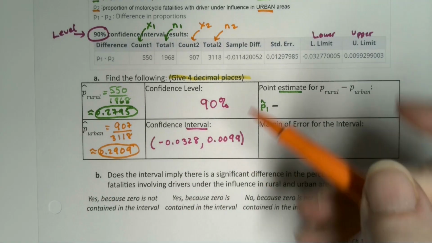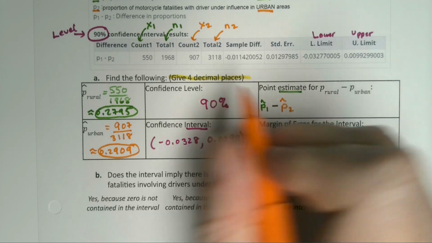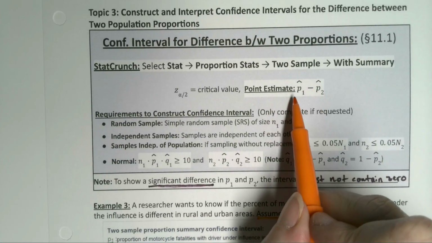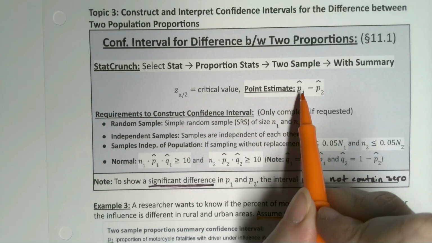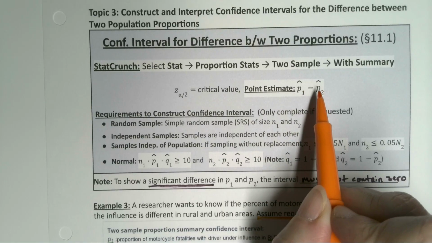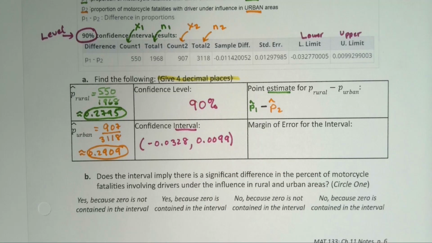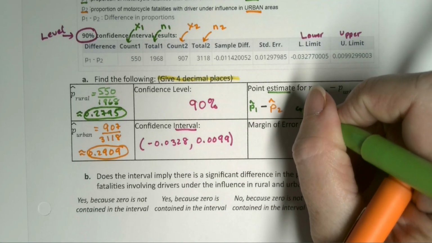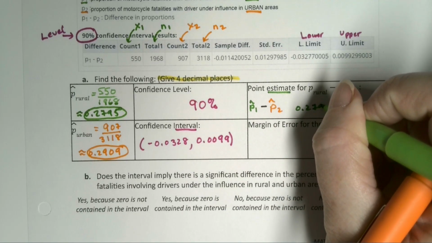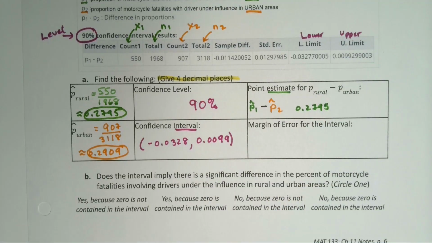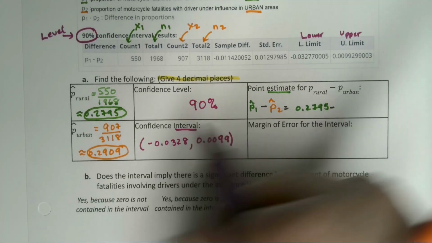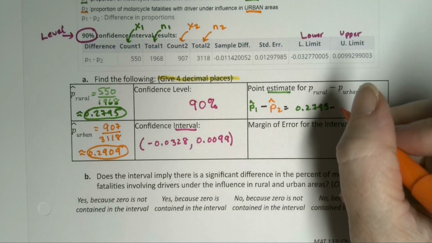right? So if we just do that, and it's in the sheet right up here, it tells you, hey, the point estimate is the p hat for the one group minus the p hat for the other group. That's your best guess for the difference in the population proportions. So that would be 0.2795 take away 0.2909.